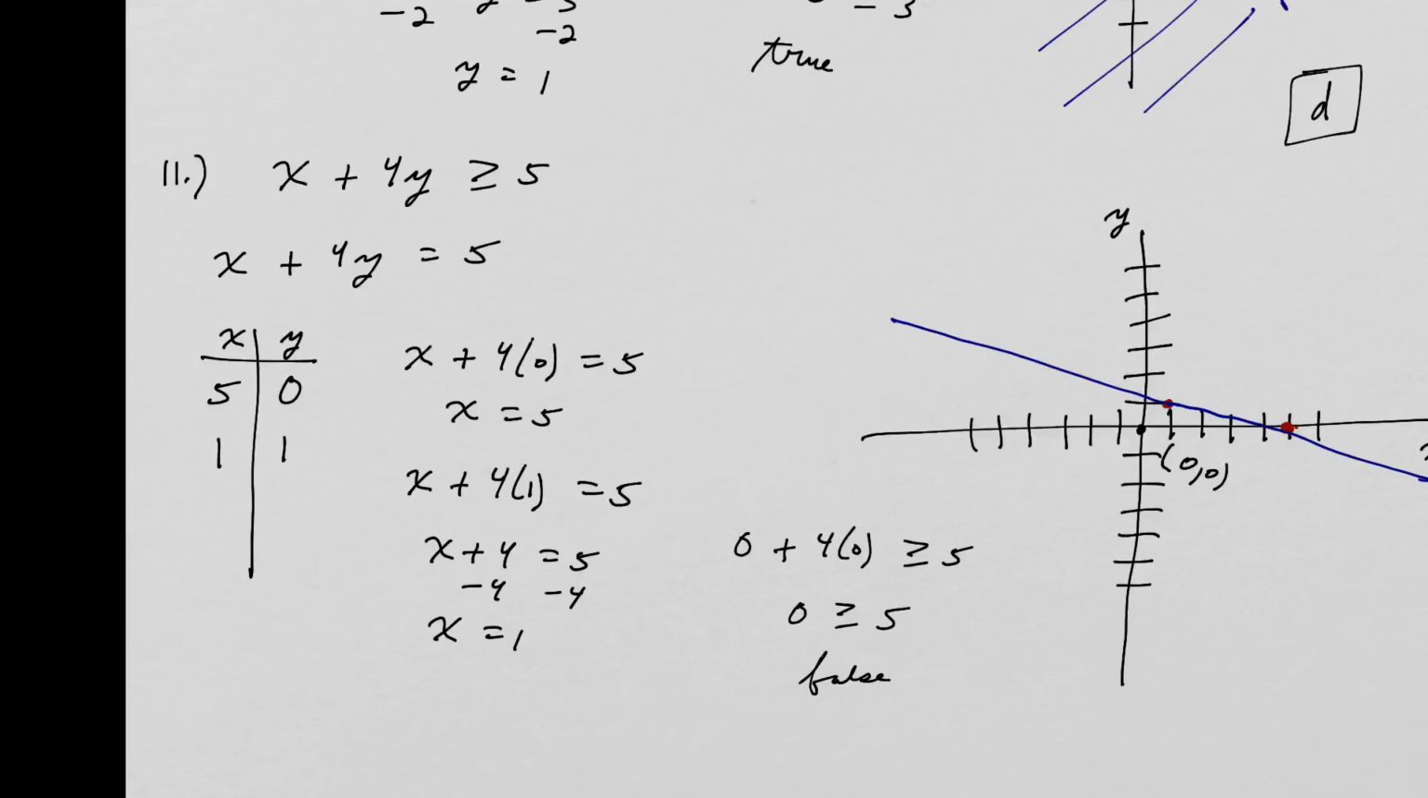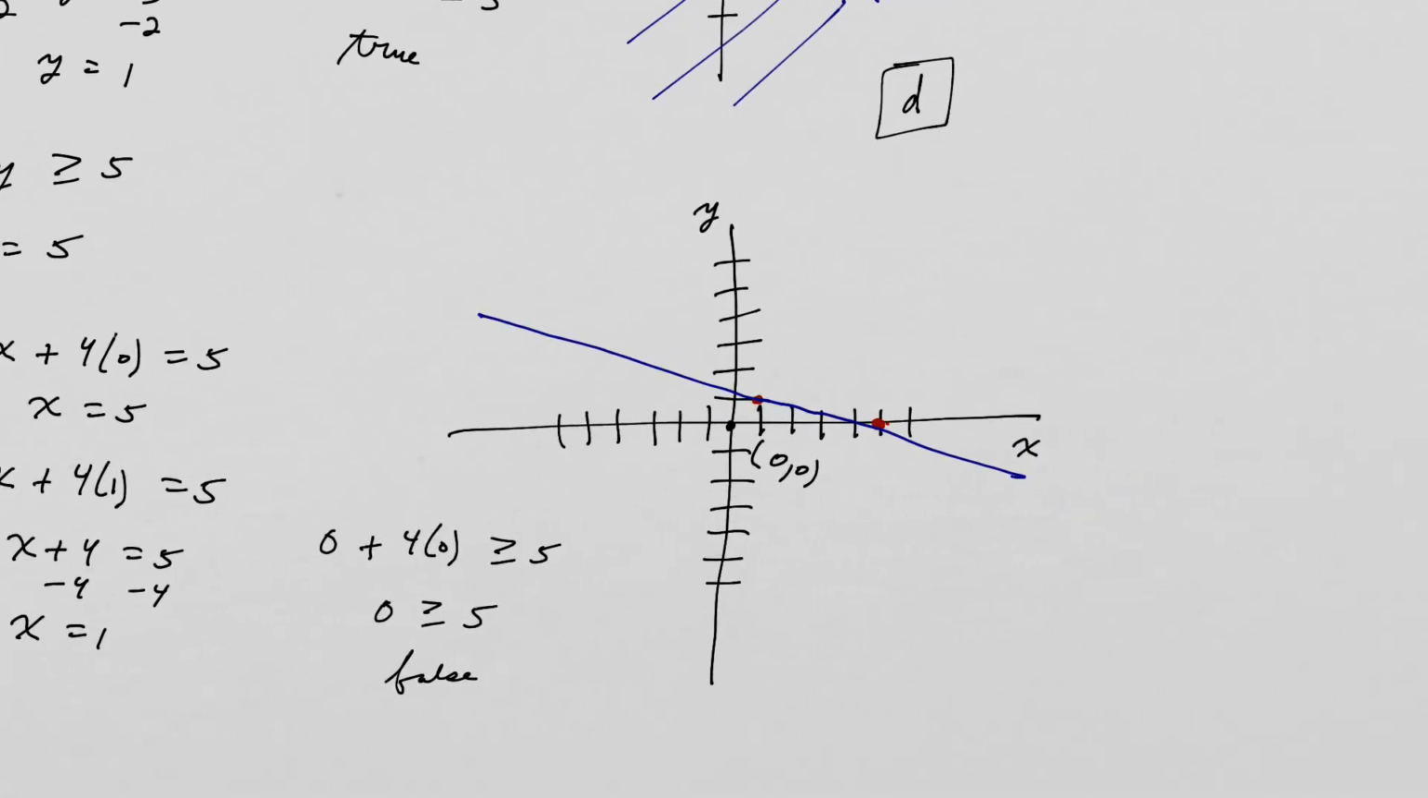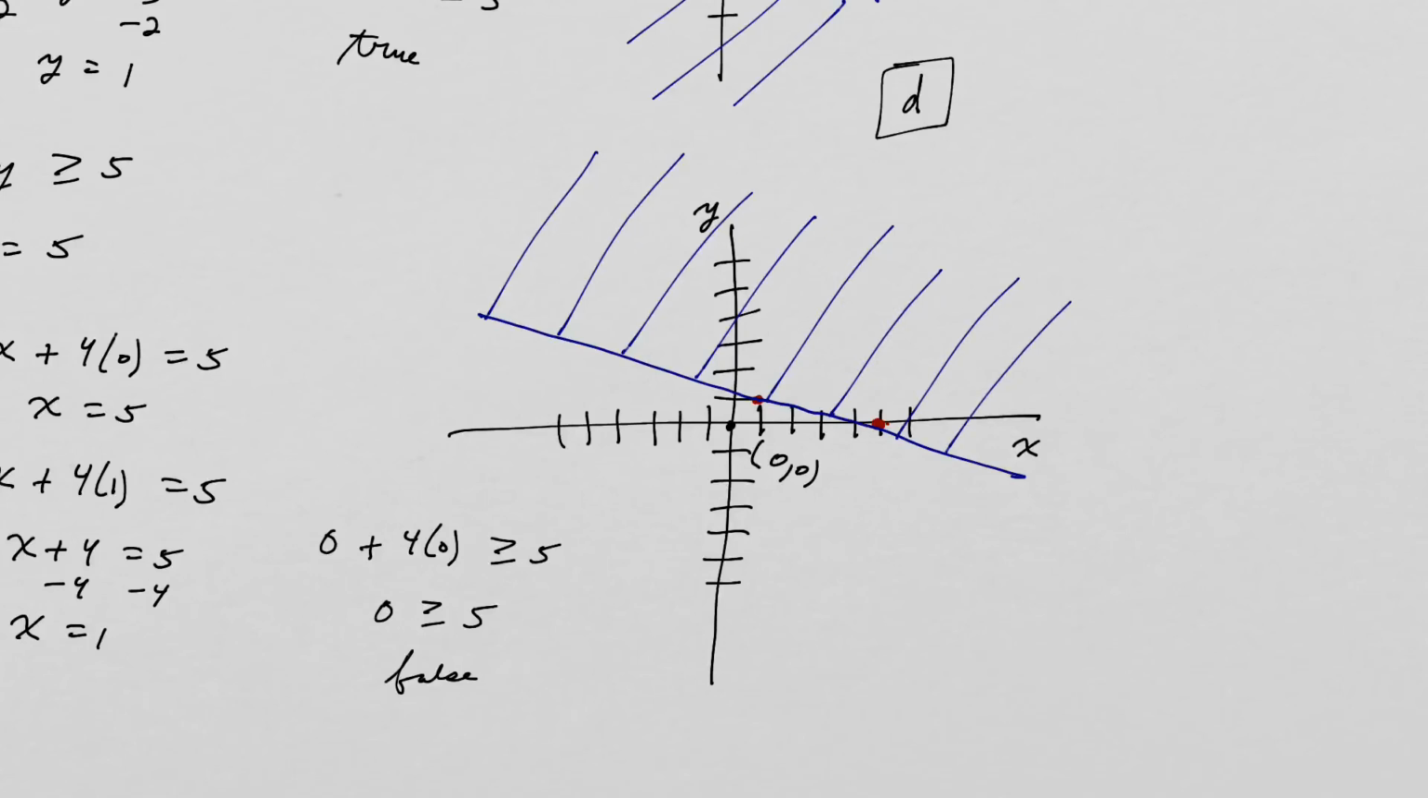So what side do I shade? I shade the opposite side of the test point. So in this case, this would be the side that gets shaded, right above. So for this example, the answer should be A. Is the correct answer.